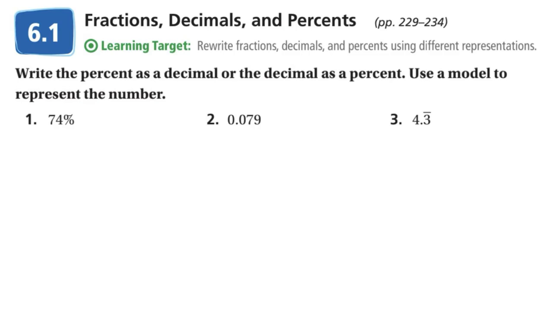All right, so 6.1 is fractions, decimals, and percents. Learning target: rewrite fractions, decimals, and percents using different representations. So write the percent as a decimal or the decimal as a percent. Use a model to represent the number. So 74%, what we're going to do is we're just going to do our conversion.